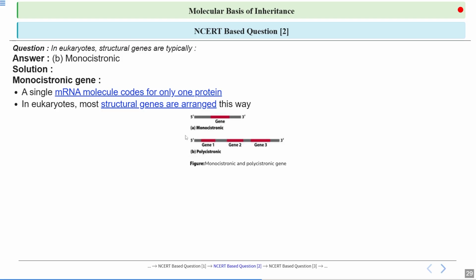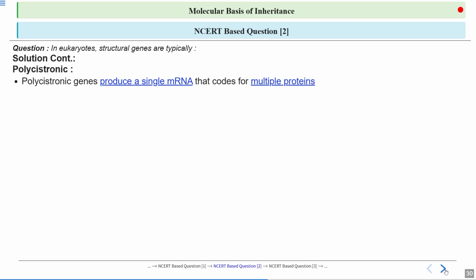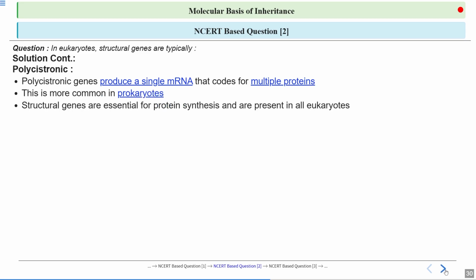So this is how a monocistronic gene will look like, that it is going to code for only one polypeptide. Whereas in polycistronic, which are present in prokaryotes, there are more than one cistron, and that is going to code for multiple polypeptides. So as I said, polycistronic genes produce a single mRNA that codes for what? That codes for multiple proteins. This is more common where? This is more common in prokaryotes.